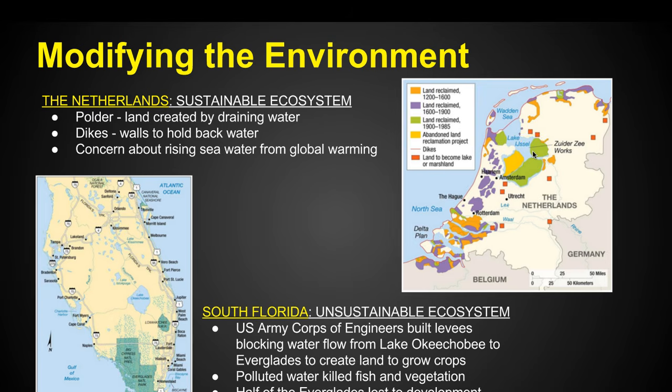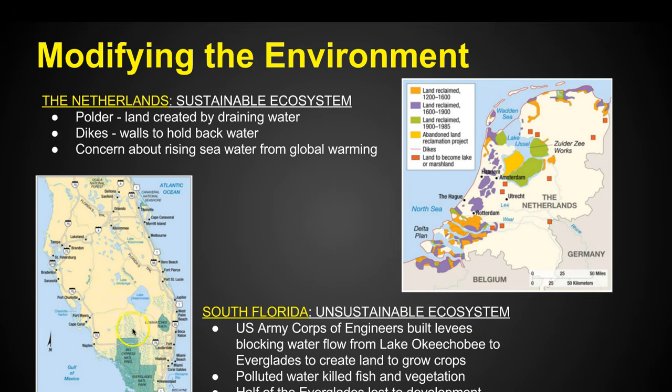The concern in the Netherlands is that the rising seawater from global warming potentially would flood over the dikes and flood their farmlands as well. And in the text, it also does mention that there were pesticides, herbicides, and fertilizers used in a lot of these areas, and they were concerned about that pollution, so they've started to let it go back to just fallow lands as well. In contrast to that, our text says that there is an unsustainable ecosystem in South Florida.